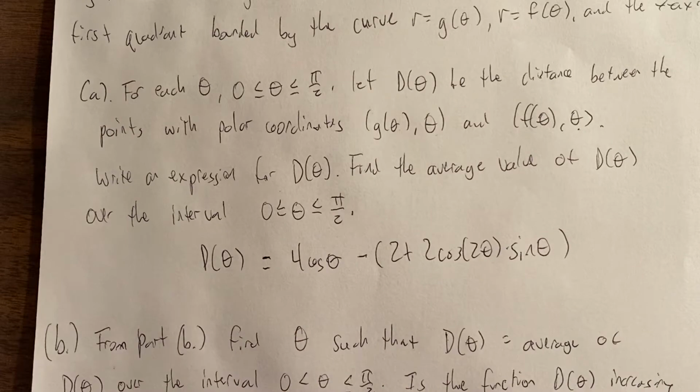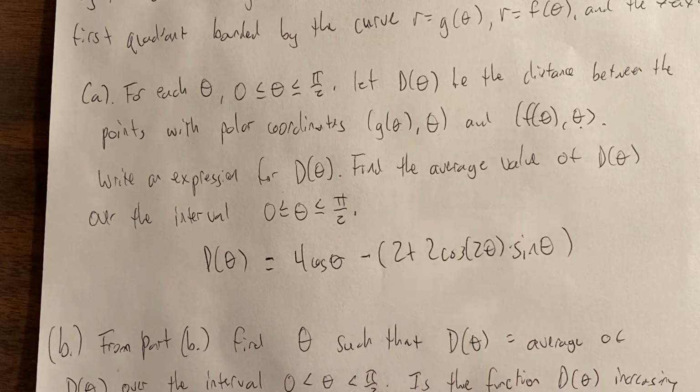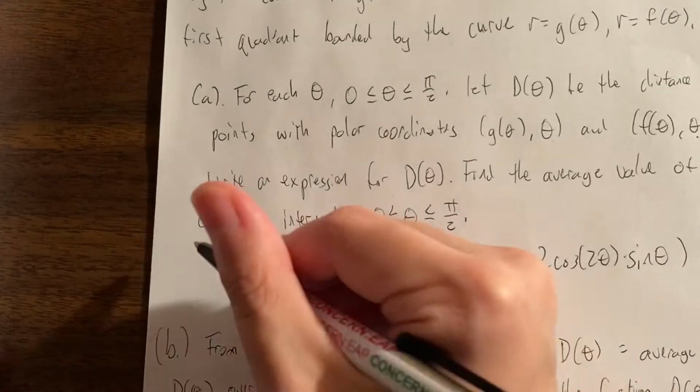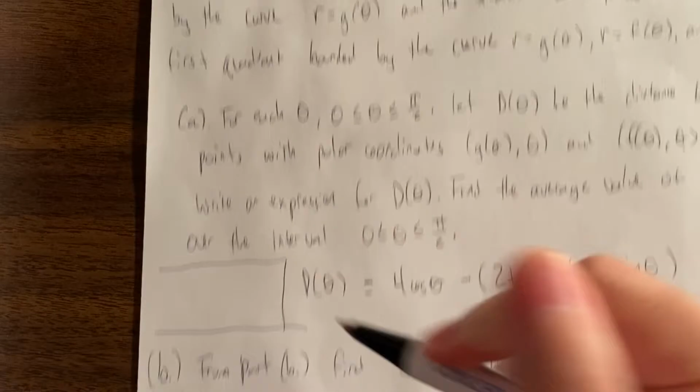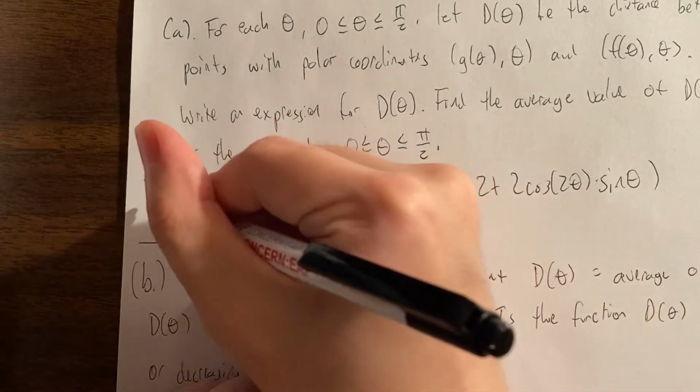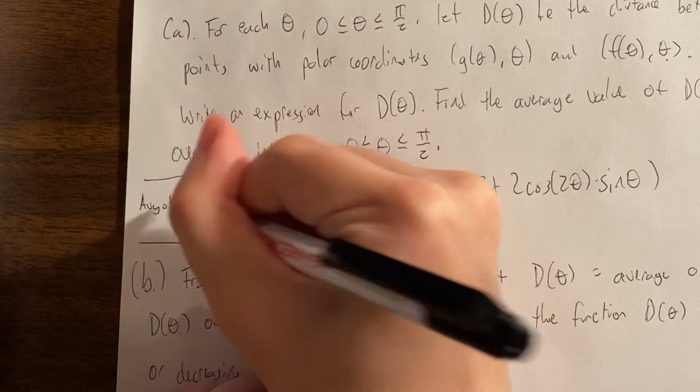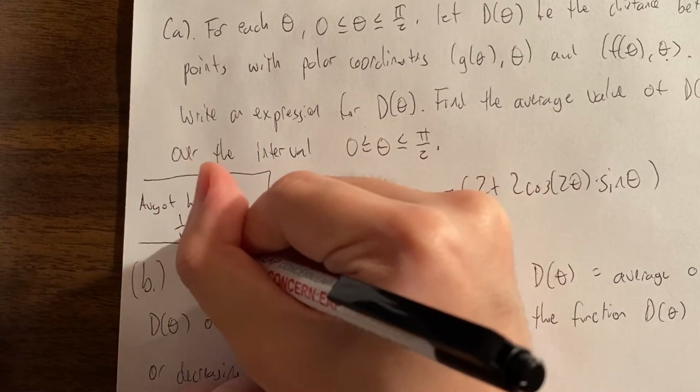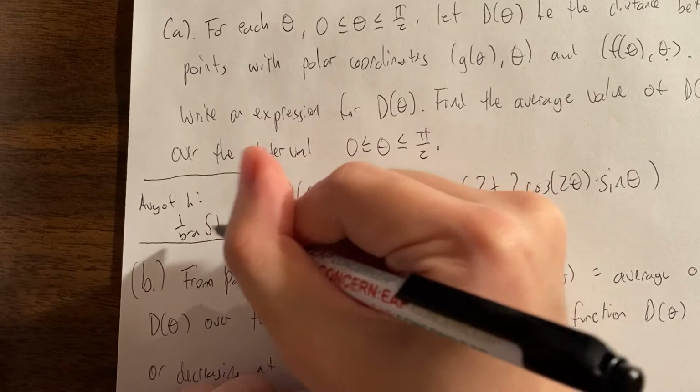Now we just have to do an average value question. So this is probably one of the first times I've ever seen an average value question in polar, but it's the same formula. So remember, we can write the average of any function. Let's not use f because there's already an f, so let's just use h, for example. The average of h is 1 over b minus a, times the integral of h from a to b.